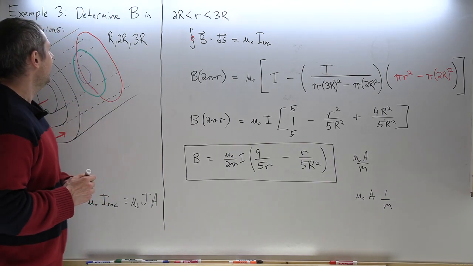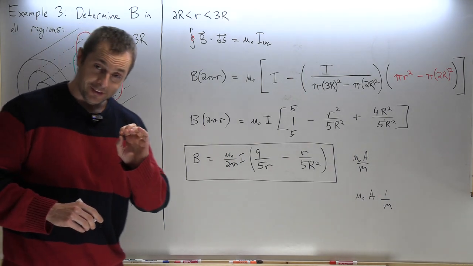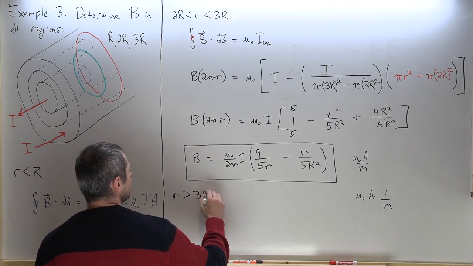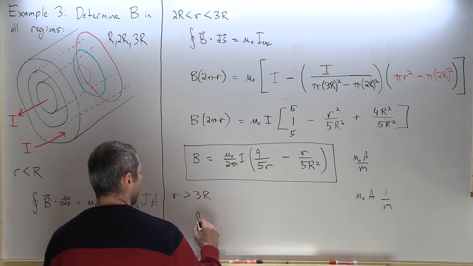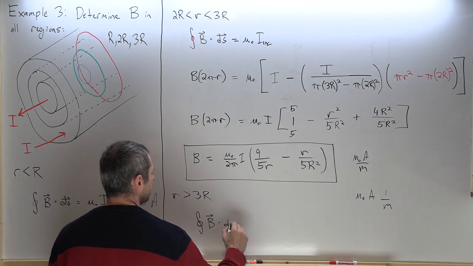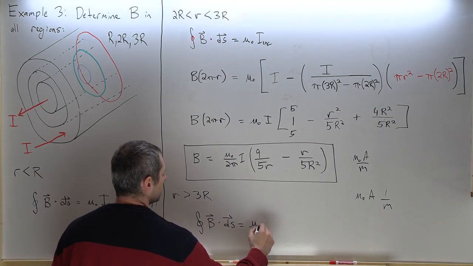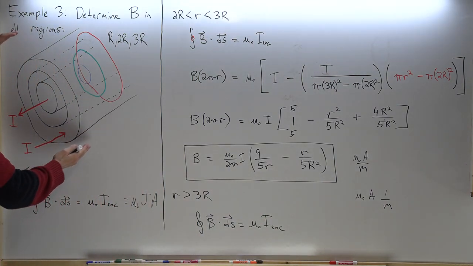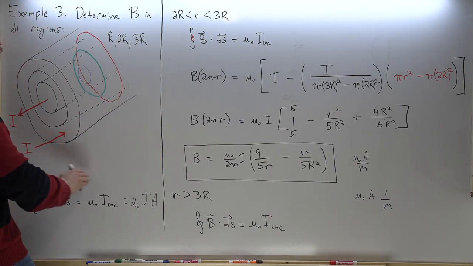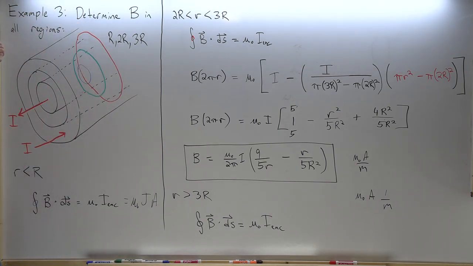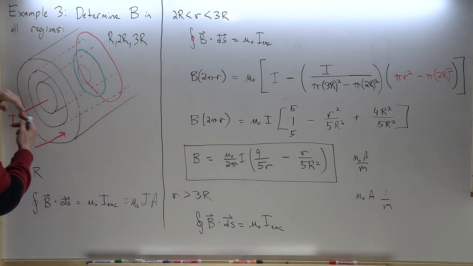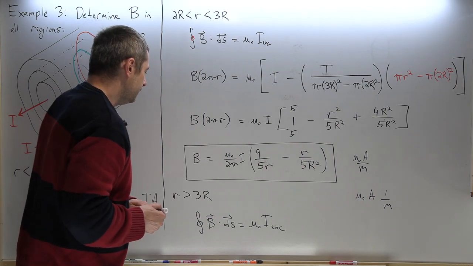All right, one last region, but don't worry, it's easy. For r greater than 3R, we can apply Ampere's law. But now I make a loop, an Amperian loop that goes around all the cylinders. And when I look at the I enclosed, I've got positive current, negative current, zero current enclosed in an Amperian loop that goes around everything. So the right side is 0.